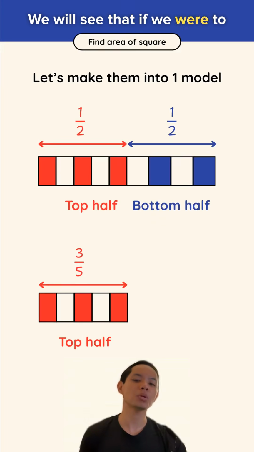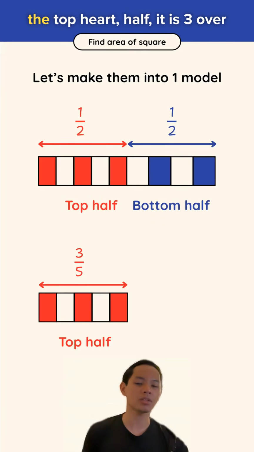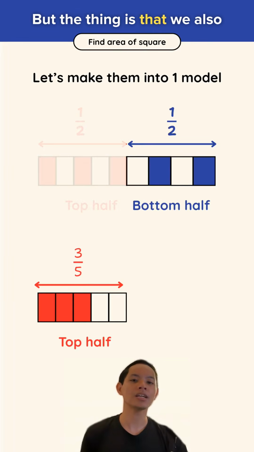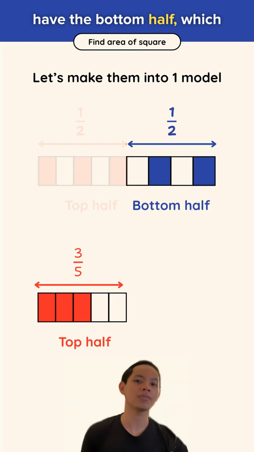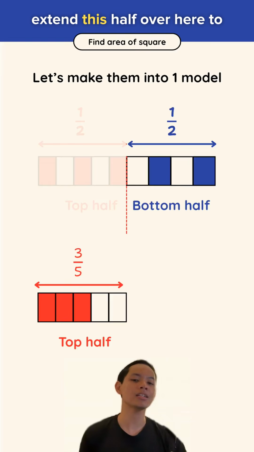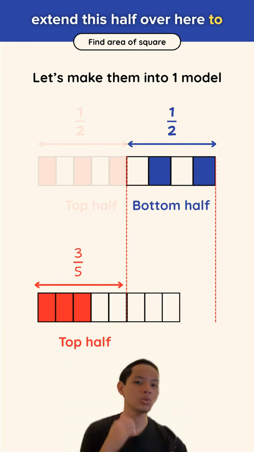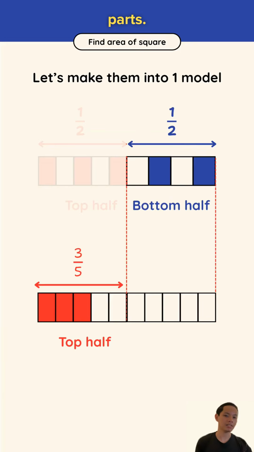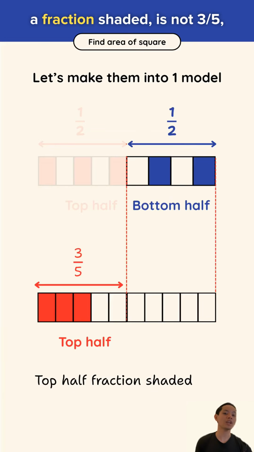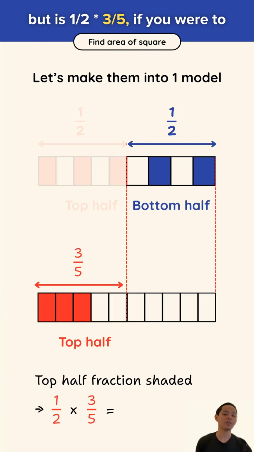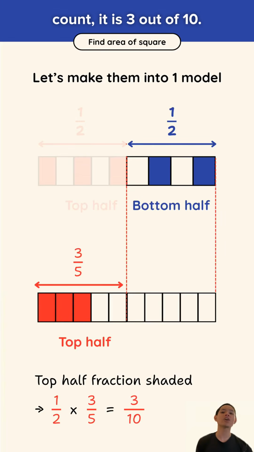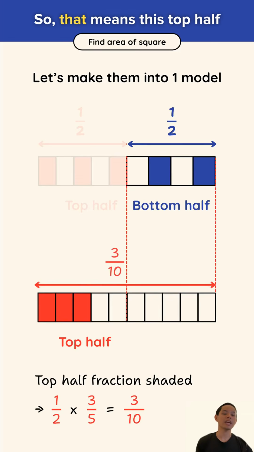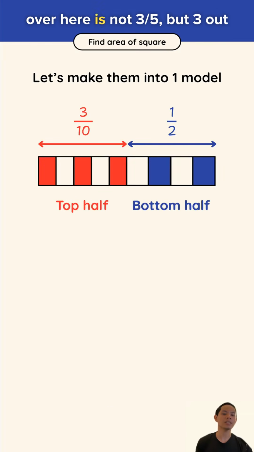will see that if we were to count the shaded parts just for the half, it is 3 over 5. But the thing is that we also have the bottom half, which means that we're going to extend this half over here to 5 more parts, which means that the top half fraction shaded is not 3 over 5, but is half times 3 over 5. If you were to count, it is 3 out of 10. So that means this top half over here is not 3 over 5, but 3 out of 10.